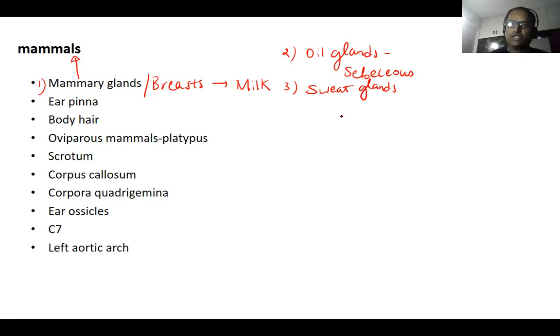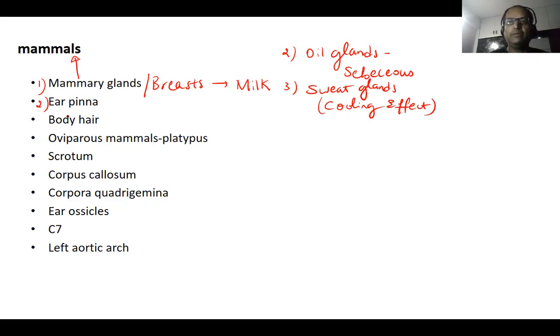The sweat glands release the sweat, and because of the sweat released, there will be a cooling effect inside the body. The cooling effect is done by the sweat glands. So these two should also be added here to understand the mammals chapter. Now, the next point, number two, is the ear pinna.